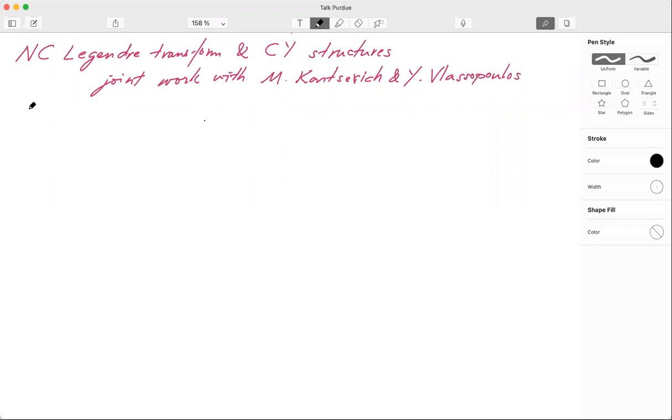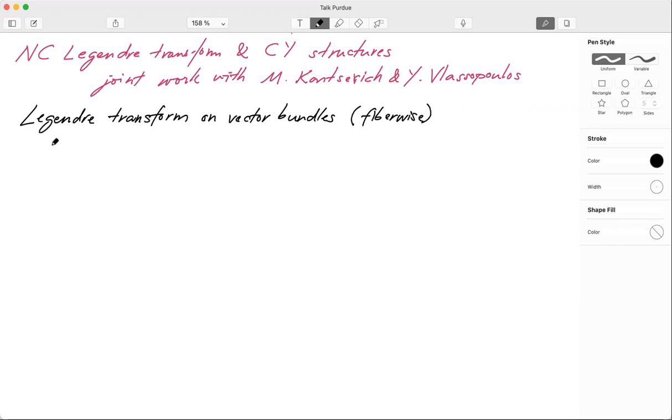Okay, so let me start by, before talking about any of these generalizations, just talk about the ordinary Legendre transform. So a quick reminder on the Legendre transform. If you remember this from physics or classical mechanics, you start with some convex function on the line, and you end up with another convex function on the line. But it turns out you can also do this on vector bundles. So you can generalize this to the transform of vector bundles. And it's something that for now only works fiber-wise. So we only care about each single fiber of a vector bundle at a time.